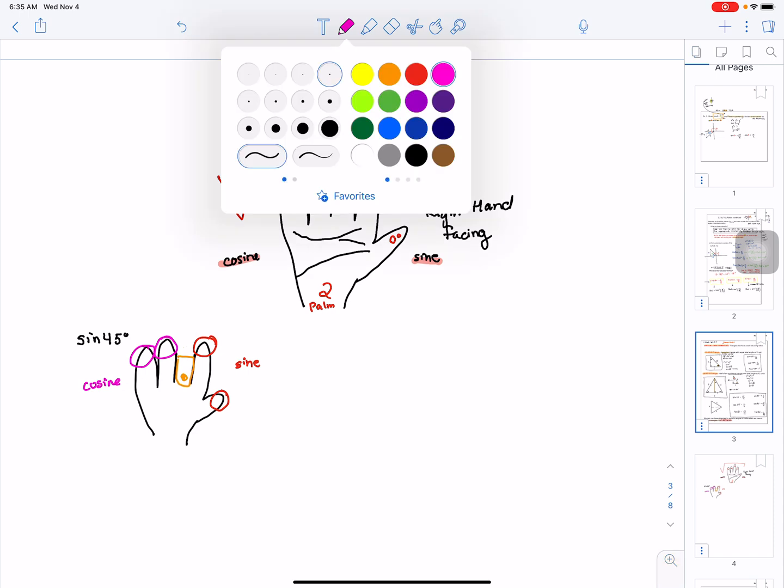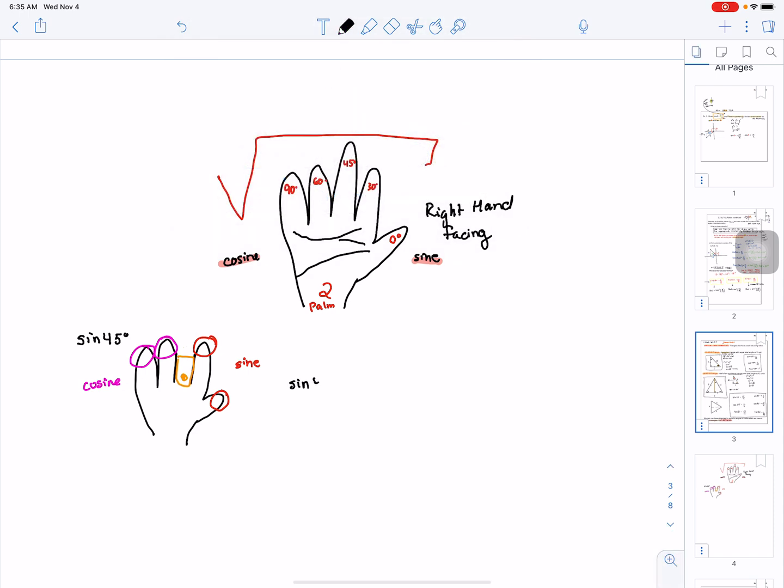So if I wanted to do sine of 45, I would look at the 2 fingers on the left side in red, and I would write a 2 here. And then I would put the imaginary square root, because there's an imaginary square root over all my fingers. And then my palm would show a 2, and this would be a root 2 over 2, which is identical to a 1 over root 2 that has been rationalized. So anytime you see a 1 over root 2, it means the same thing as root 2 over 2. We can rationalize that and show you how that happens.